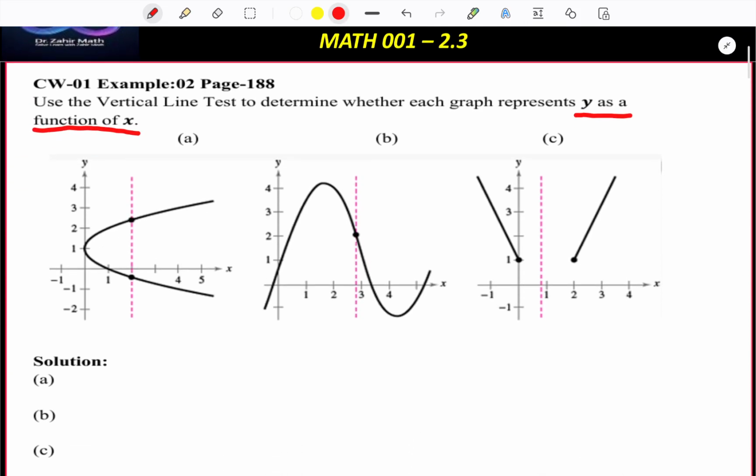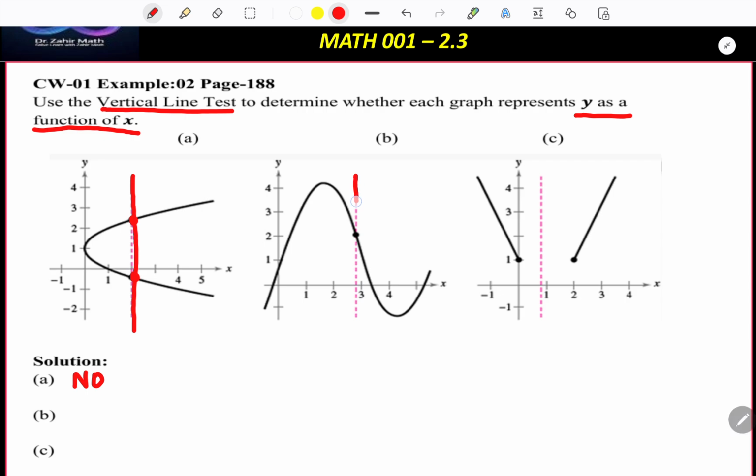Let's go to the first question. Use the vertical line test to determine whether y is a function of x. The line is already there, so I'm using the vertical line. How many points does it cut? Two points. So this is not a graph of y as a function of x. Why? Because the vertical line intersects, meaning cuts, the graph at two places. So it is not a function. Clear everybody? Let's go for the next one.